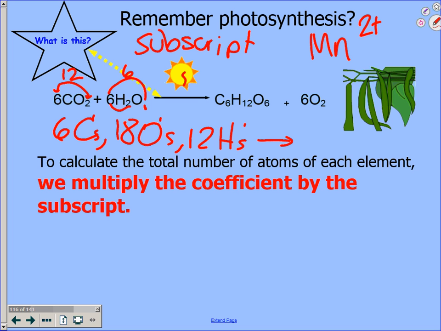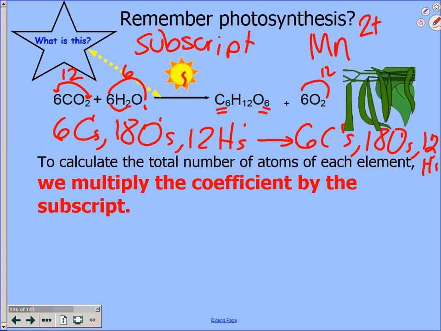All right, how many carbons? 6, just from that right there. Okay. How many oxygens? 18. So 6 plus 6 times 2 is 12, 12 plus 6 is 18. And hydrogens, 12. Okay. So was matter conserved?